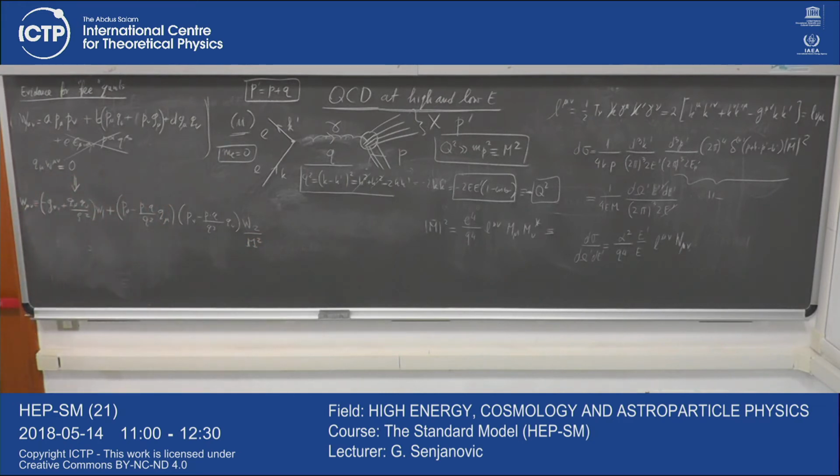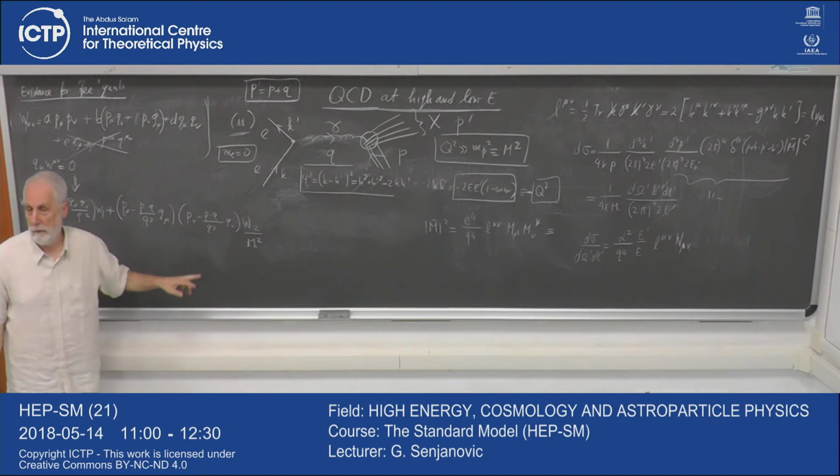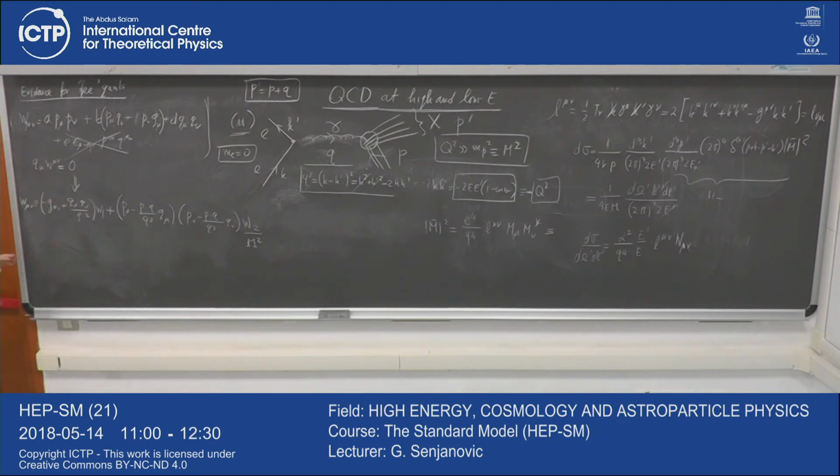W2 and W1 have the same dimensions, which I think is 1 over the mass. We can think about that, we don't care. So I have to divide it by m squared. I want them to have the same dimension. I'm sorry.